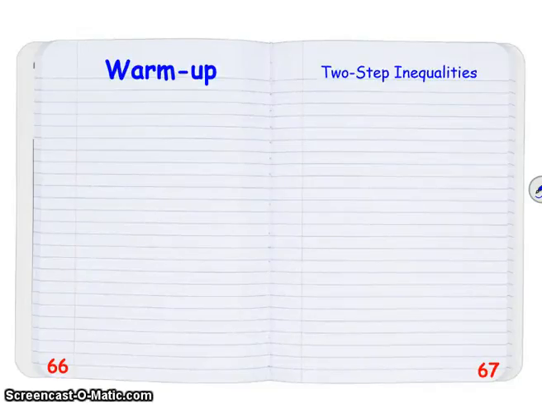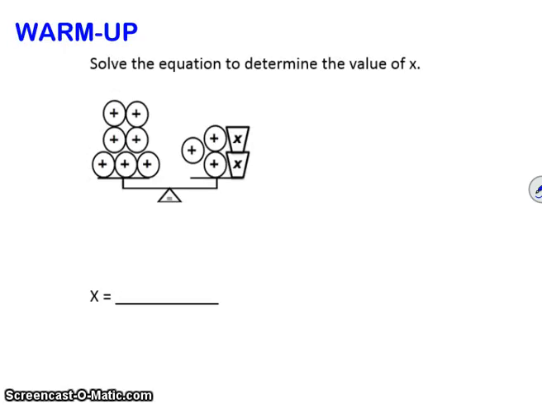Today we're on page 67 in our notebooks. We're going to talk about two-step inequalities. Yesterday we did one step, and so we're just going to add that extra step. So go ahead and pause your video so that you can set up your notebook so that it looks just like mine. Don't forget to fill in your table of contents as well.